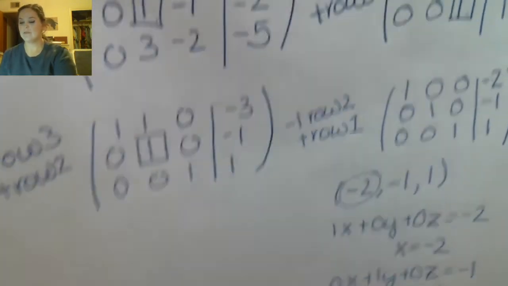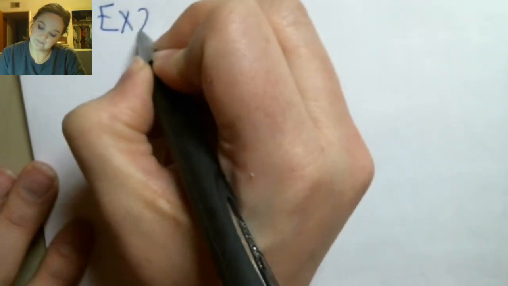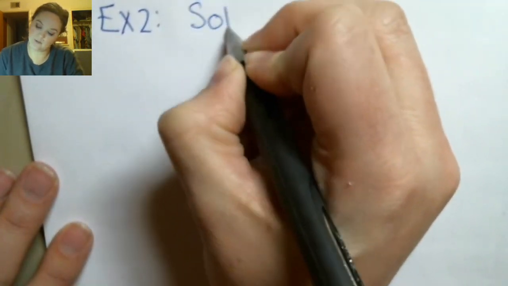Okay, all right. Now let's look at an example of what can go wrong with this method and what it would mean.